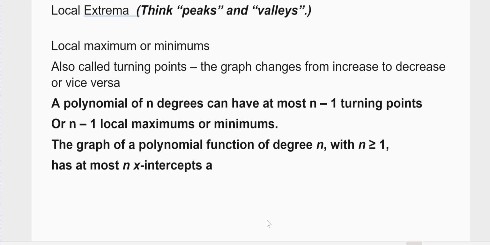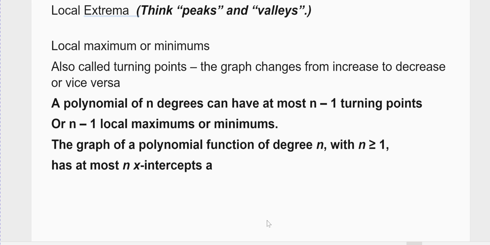So in the last video, we determined the end behavior, right? When we zoom out, we can look at the end behavior when we plug in really big numbers and really small numbers. Now we're going to talk about the zoomed in part, the turning points. How many maximums and minimums can I have?